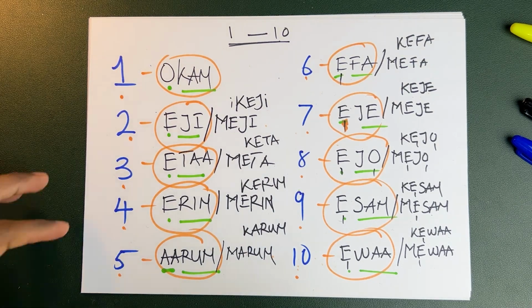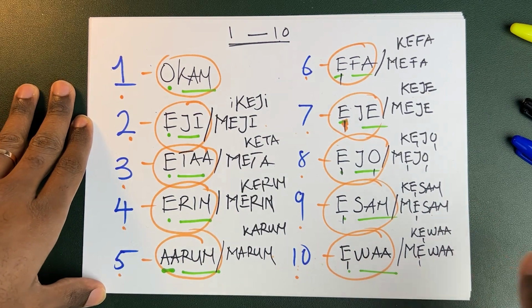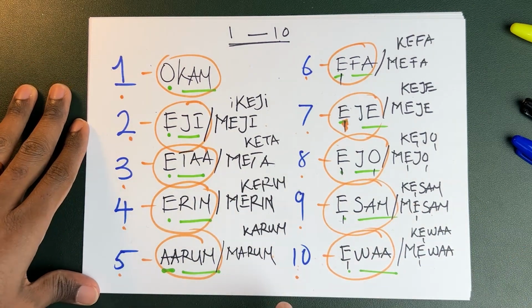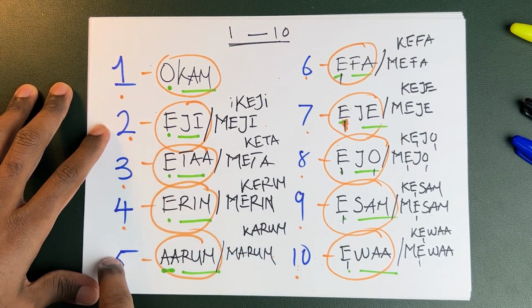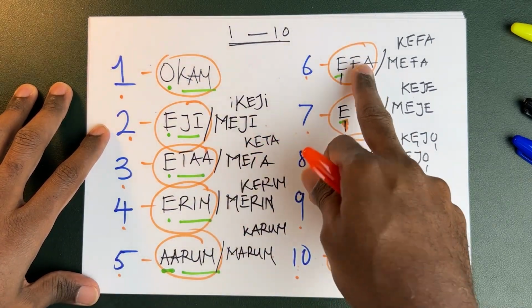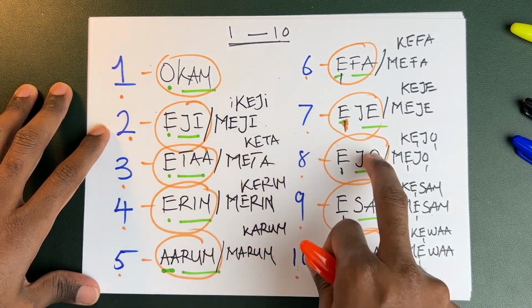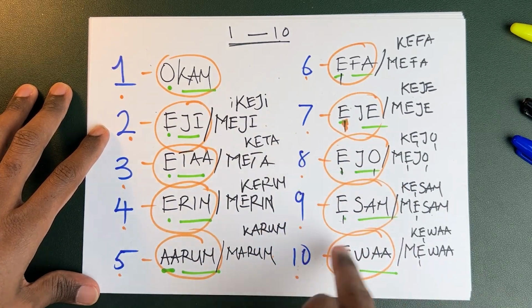So I'll leave you with this. You can take a screenshot of this or watch this video over and over again and practice. 1 Ọ̀kan, 2 Èjì, 3 Ẹ̀ta, 4 Ẹ̀rin, 5 Àrún, 6 Ẹ̀fà, 7 Èje, 8 Ẹ̀jọ, 9 Ẹ̀sán, 10 Ẹ̀wá.